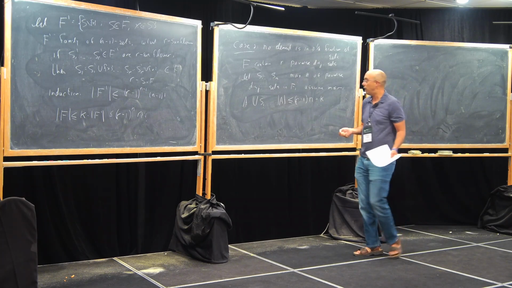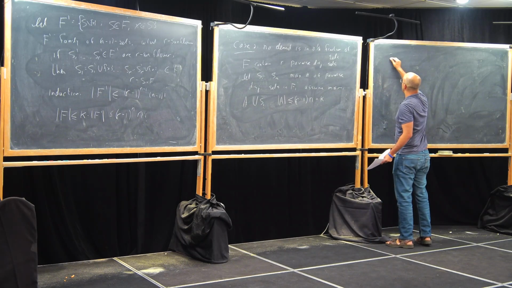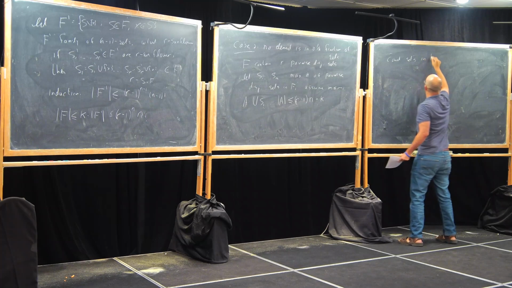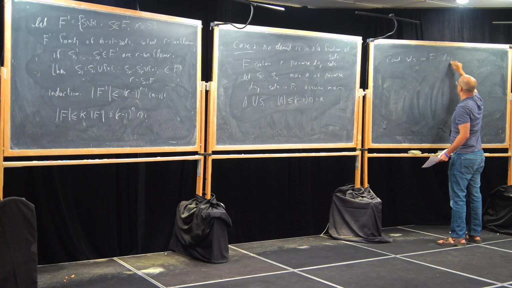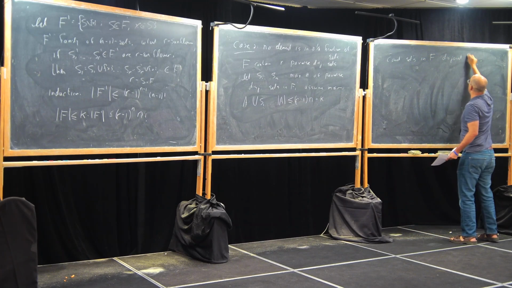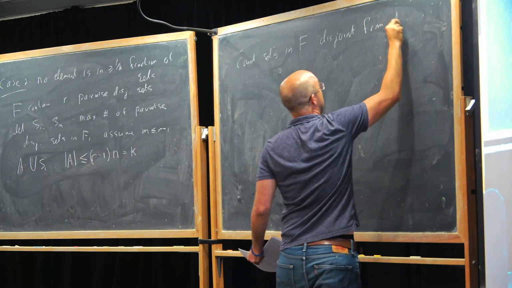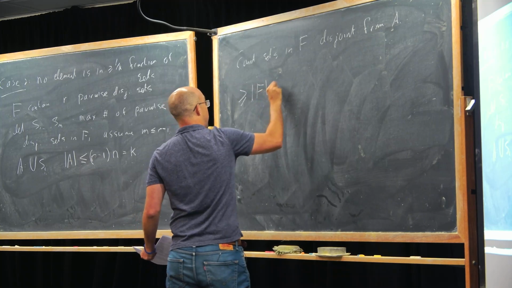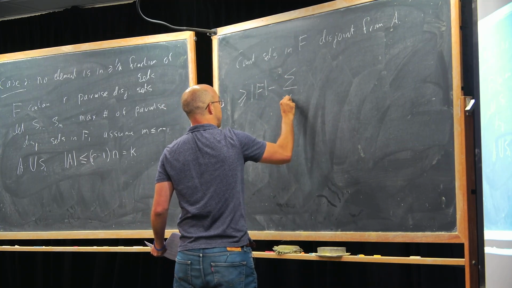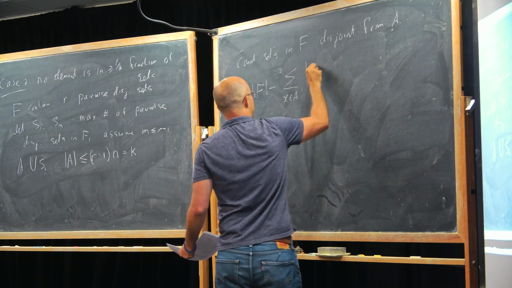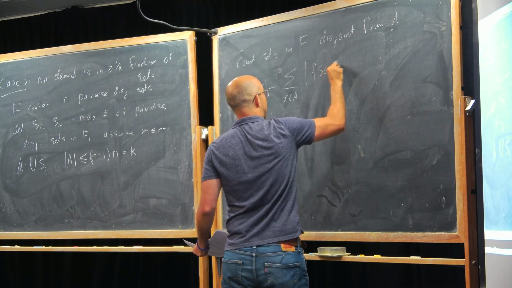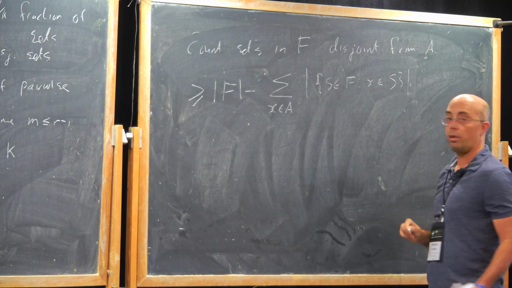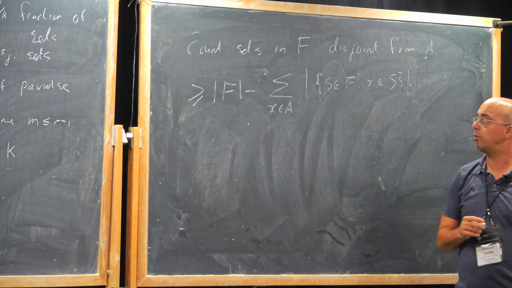Let's see why. Let's count sets in F that are disjoint from A, and we'll do it in a very naive way. This is going to be at least the number of sets in F minus, summing over all elements X in A, the number of sets in F that contain X as a member. This is a very naive sort of counting.